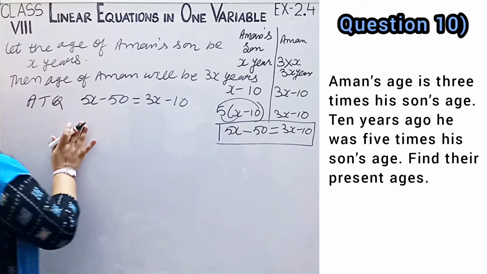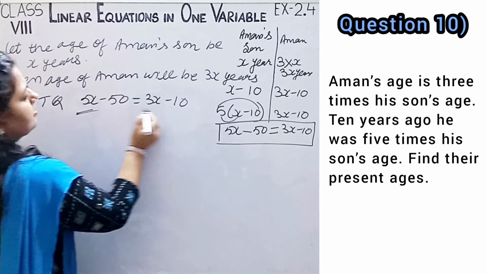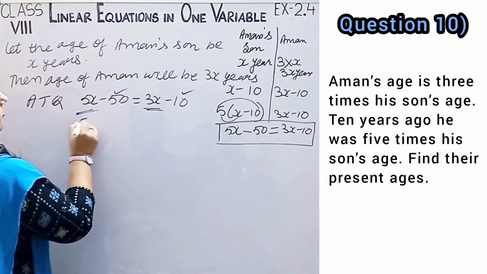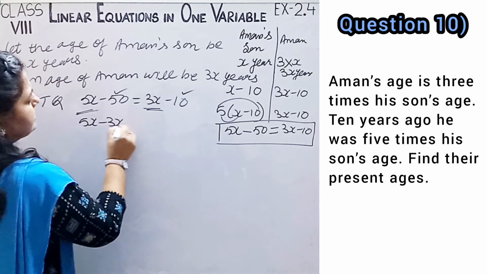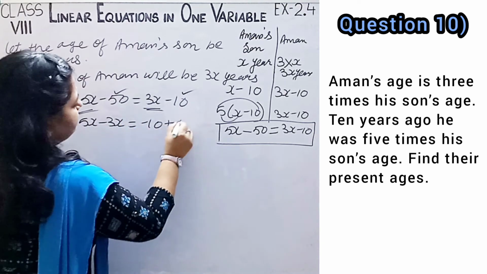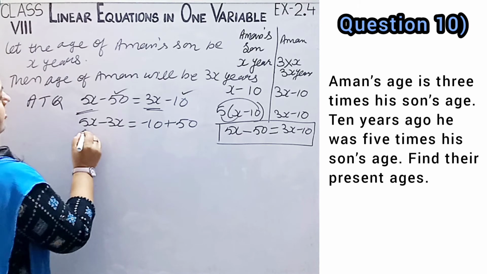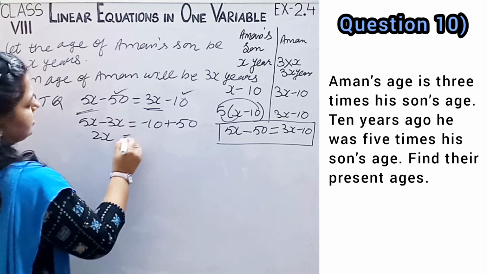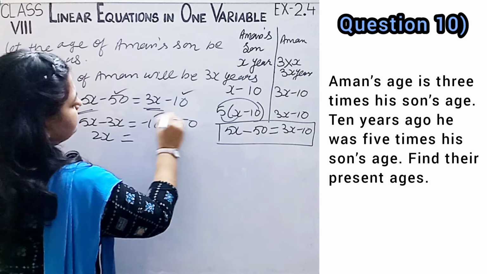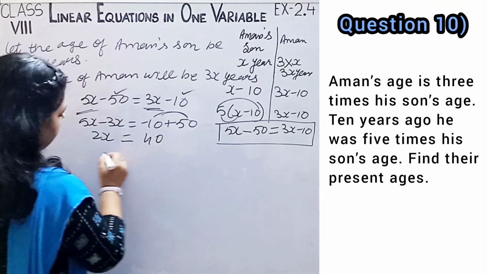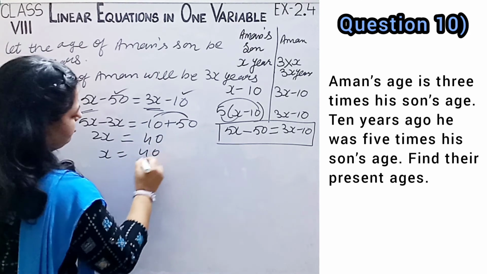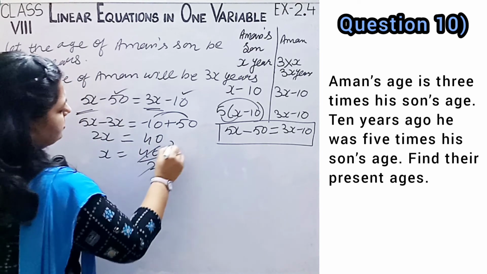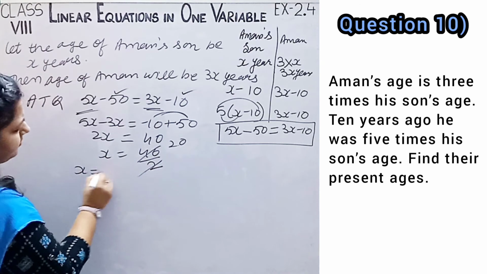Now separating variables from constant. 5x minus 3x is equal to minus 10 plus 50. Transposing here. 5x minus 3x is 2x is equal to minus 10 plus 50 is 40. x is equal to 40 upon 2. We transposed 2 from left to right. Now 20. x is equal to 20.